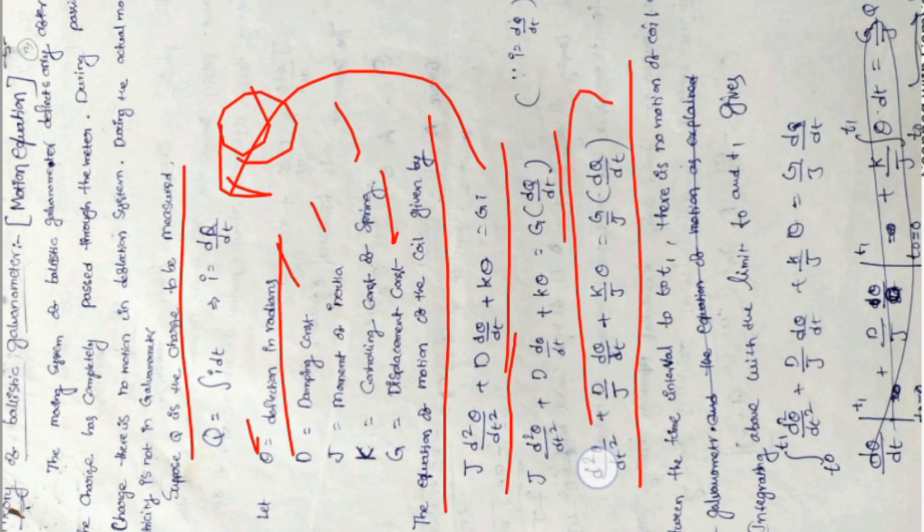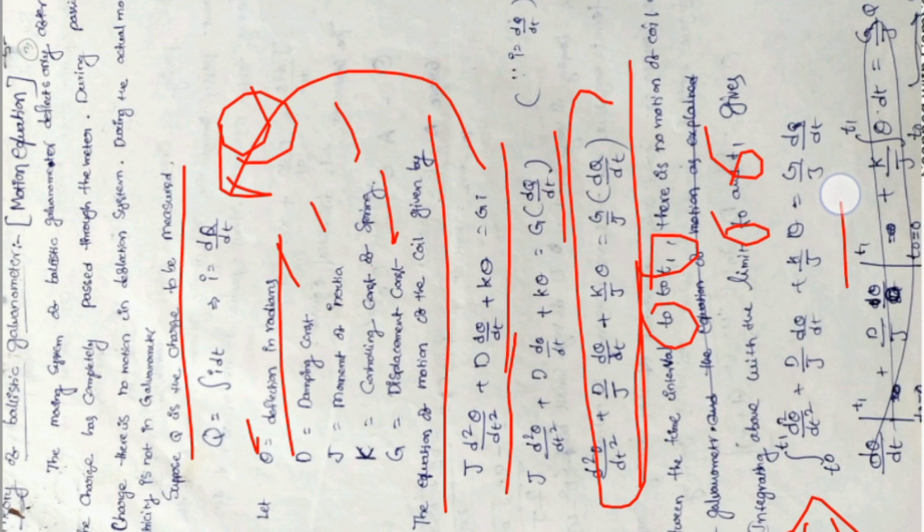dq by dt. Between the two intervals t0 to t1, there is no motion of the coil of the galvanometer. Integrating the above with respect to the limits t0 to t1 gives the integral from t0 to t1 of d square theta by dt square plus D by J d theta by dt plus K by J theta equals G by J dq by dt.